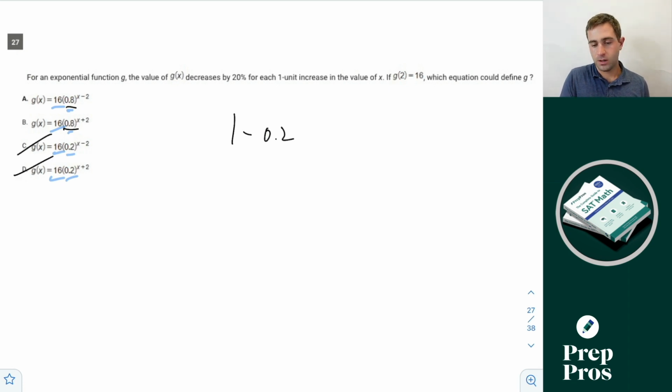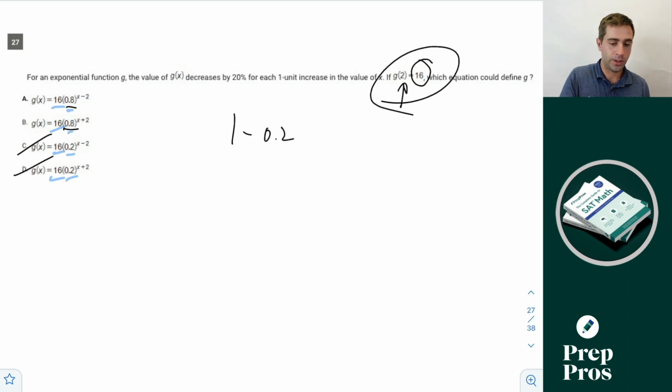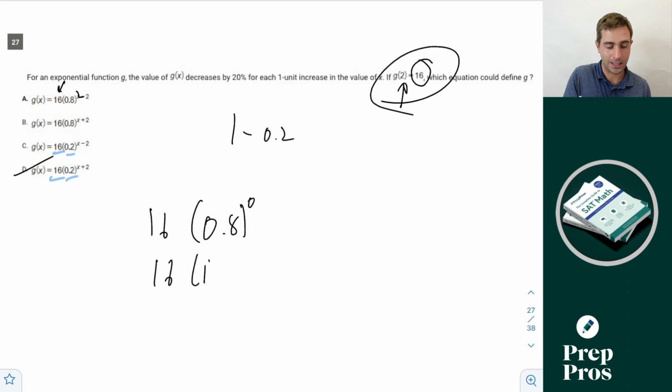Now from here, we have a point, so let's fact check these. We know if we plug 2 in for x, the output has to equal 16. So we can go ahead and check those. We're going to check A to start with. 2 minus 2 equals 0. Well, anything to the 0 is 1, so we'll get our 16 times 0.8 to the 0, with the parentheses where they are in the problem. This is the same as 16 times 1. So this does equal 16. That's why A is correct.